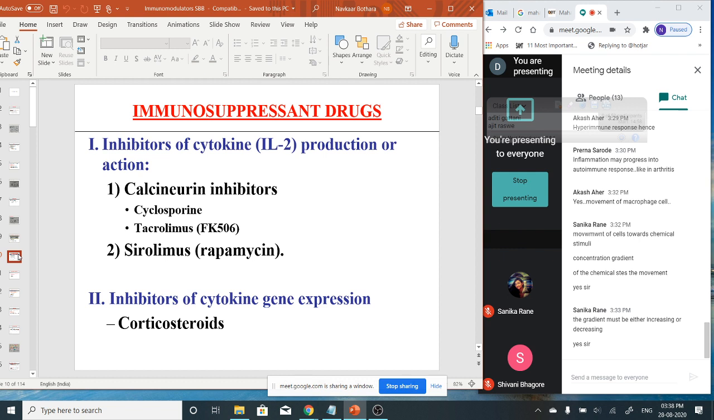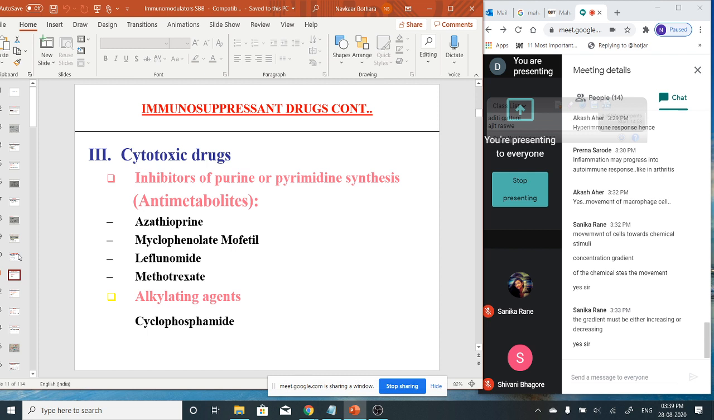Okay. Now these are two. Calcineurin is one of the proteins, we shall see the figure also. These two are acting on one place. Sirolimus is also acting in similar fashion, just it has a very slightly different mode, which we shall see. Then the next kind of drug is corticosteroids. You have seen it earlier, we'll see in more detail again.